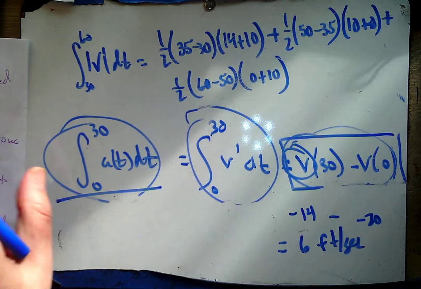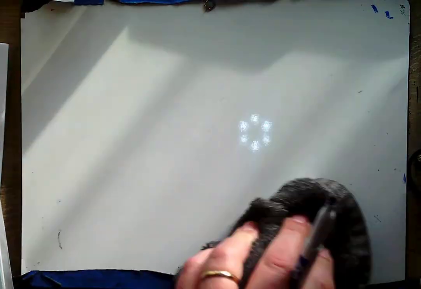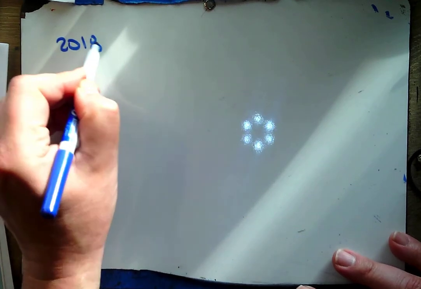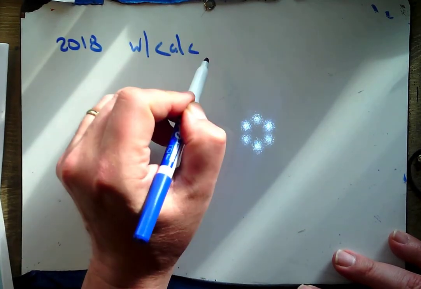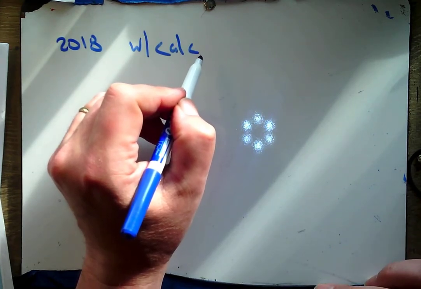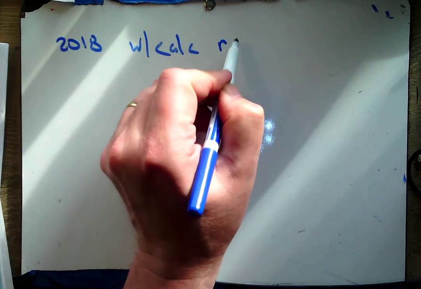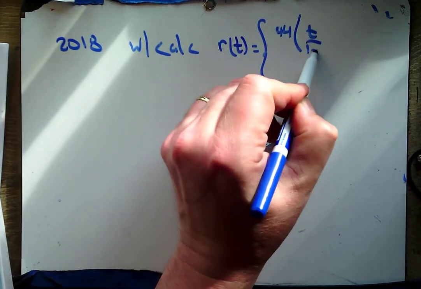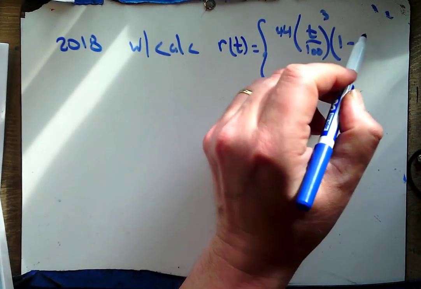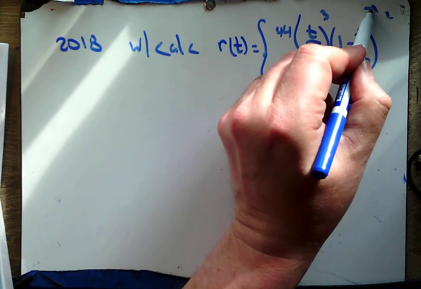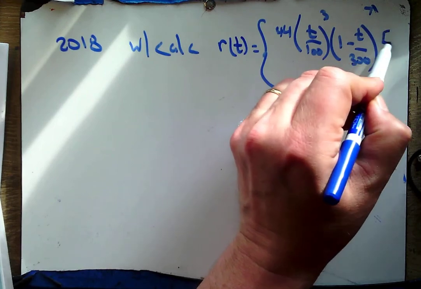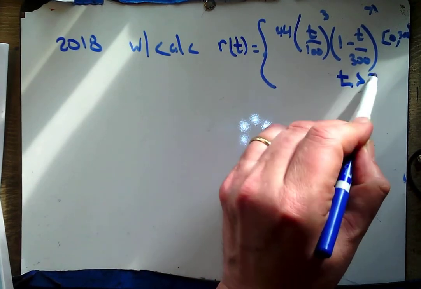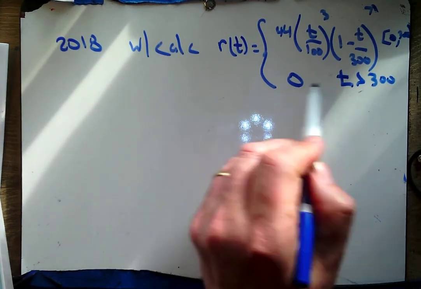There we go. Okay. So I thought it would be nice to dig into some more AP free response questions. This one is from 2018. It is with calculator. People enter a line for an escalator at a rate modeled by r of t equals 44 t over 100 to the third, 1 minus t over 300 to the seventh, and this is good from t equals 0 to 300. And then for t greater than 300, we're going to say 0. Nobody enters the line after 300.